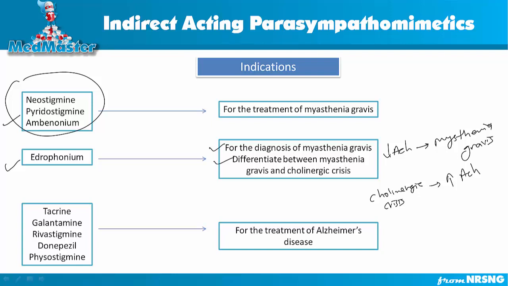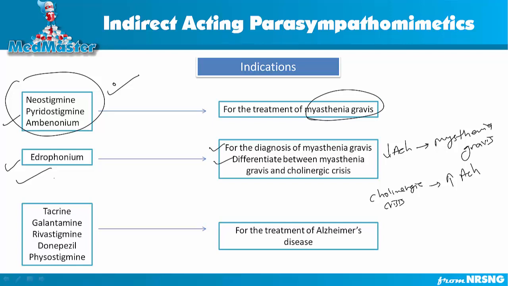So how do you find out if the patient took too much of this medication and had a cholinergic crisis, or if the patient doesn't have enough medication and needs a little more dose in order to treat the myasthenia gravis? So you give this drug called edrophonium. The reason we use this drug is that it has a short duration of action, so you can diagnose quickly, and it wears off from the body.